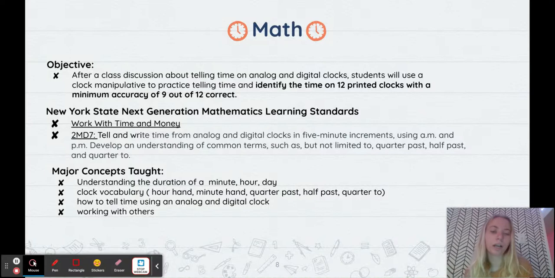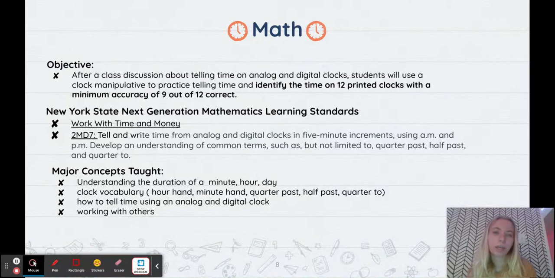The New York State learning standard that this lesson reaches is work with time and money: tell and write time from analog and digital clocks in 5-minute increments using AM and PM, and develop an understanding of common terms such as quarter past, half past, and quarter to.